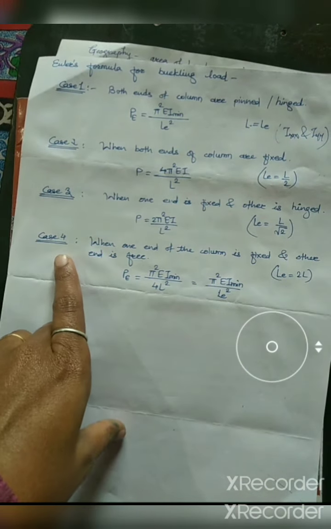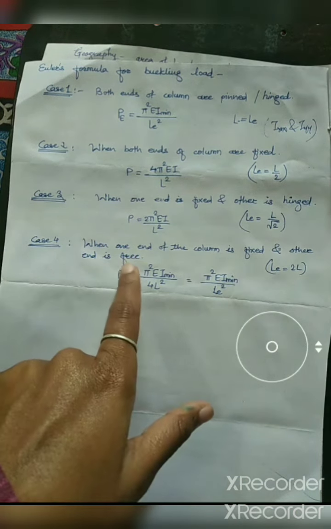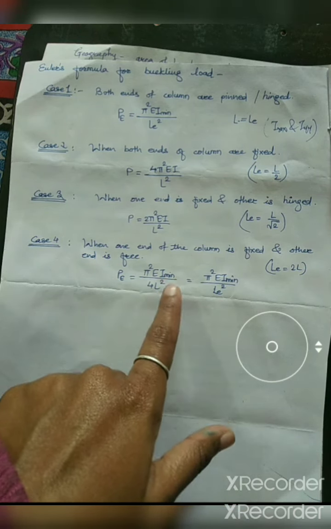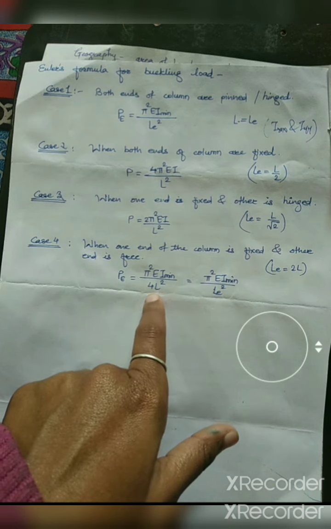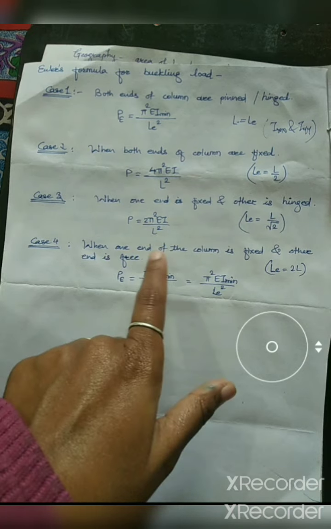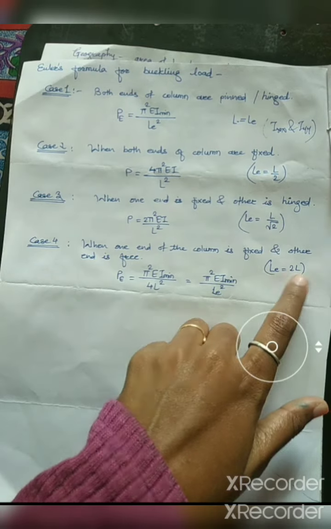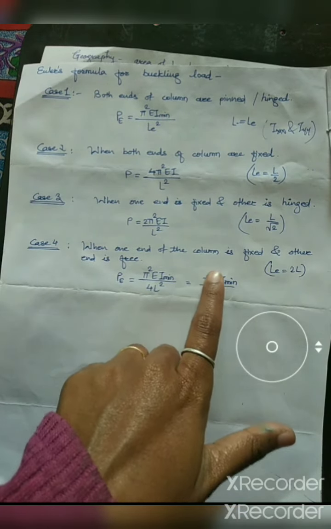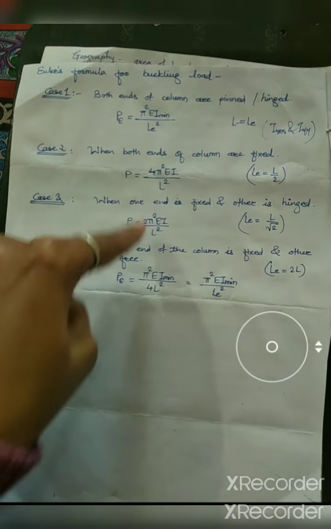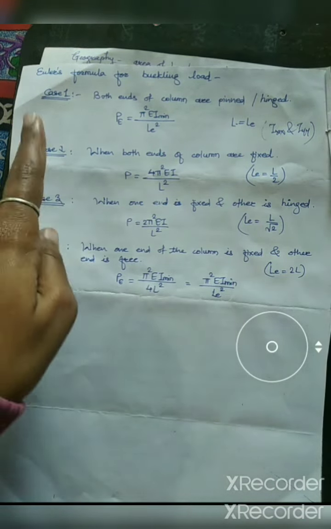And the last end condition for the column is when one end of the column is fixed and the other end is free. Then you have to use this equation: pi square EI minimum divided by 4L square. L is your actual length, and the relation between actual length and effective length for this end condition is LE equals 2L. By putting LE equal to 2L in this equation, our equation becomes pi square EI minimum divided by LE square. So by using all these formulae, you can calculate the critical load for particular cases.